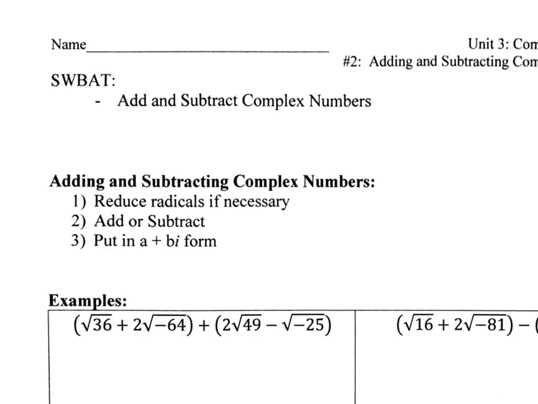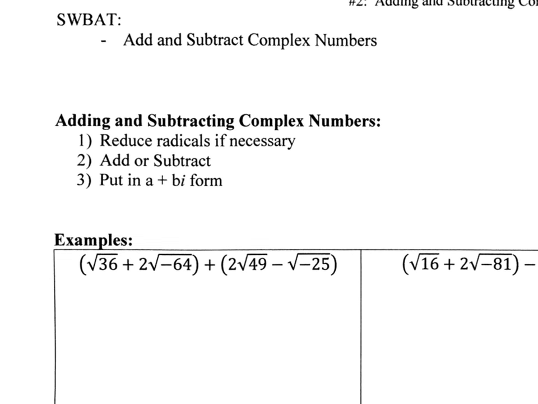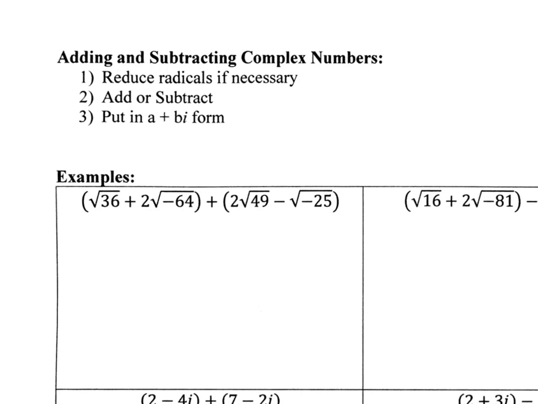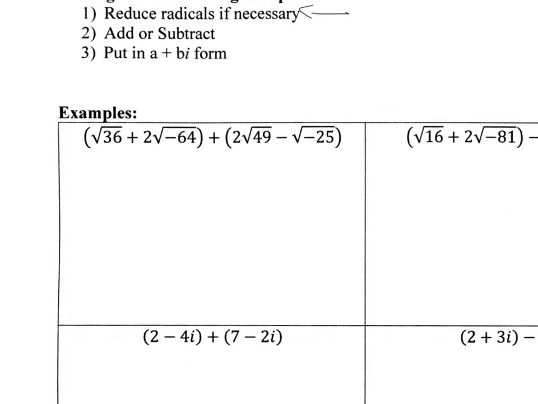Adding and subtracting complex numbers. Right, so adding and subtracting complex numbers does involve sometimes reducing radicals. Then you add or subtract as necessary. You deal with the i like it's a variable. So it's really no different than anything else.